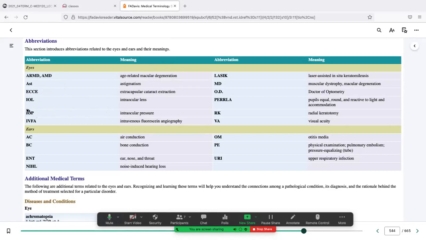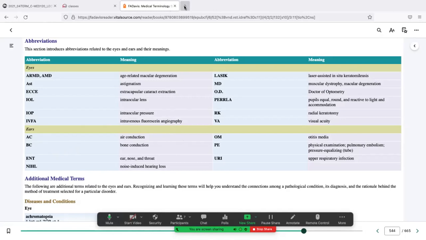I've never seen IOL. IOP I've seen. Intravenous fluorescein angiography. We put a chemical where? In your veins, right? Via IV. And it has fluorescein in it, which glows in the dark. And when we look at your blood vessels in your eye, it'll light up and we could see it a little clearer. AC is air conduction, BC is bone conduction.